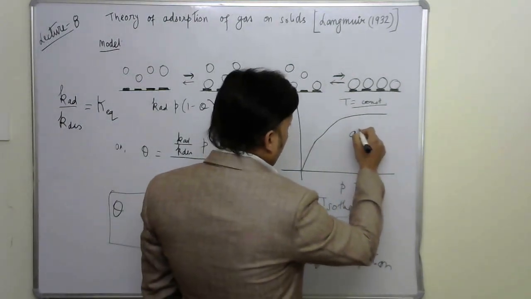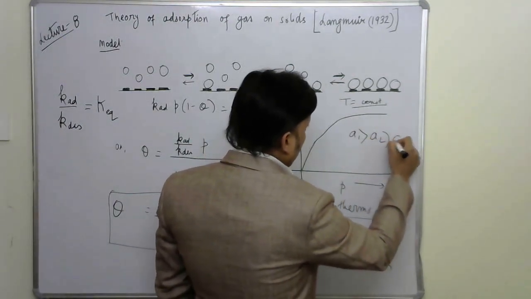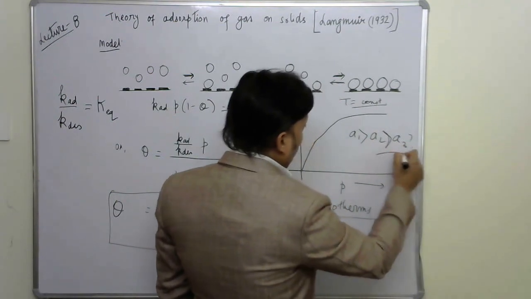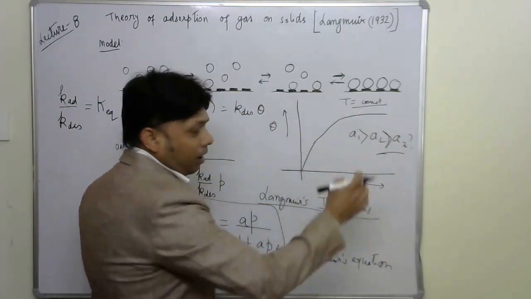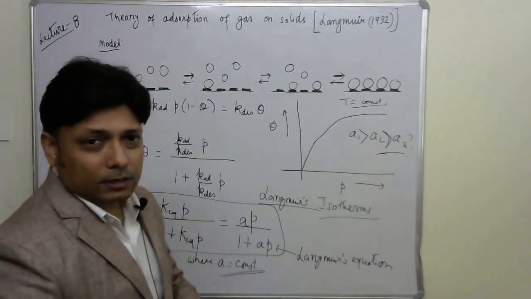That means we can draw A1 greater than A2 greater than A3. So can you draw that? How would this graph look like? Okay, so that's a little exercise.